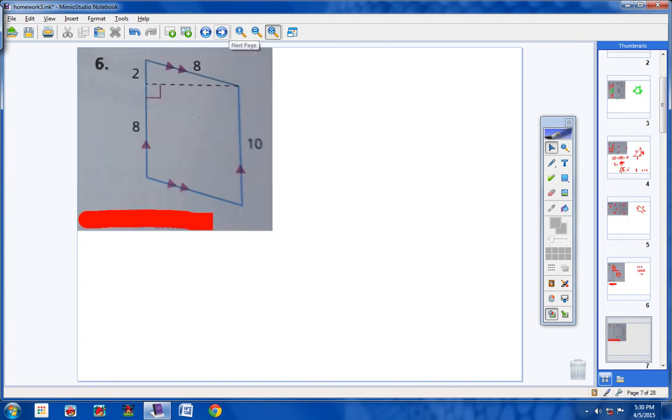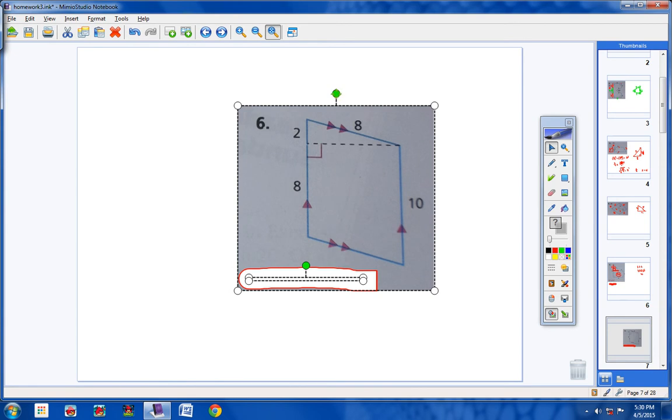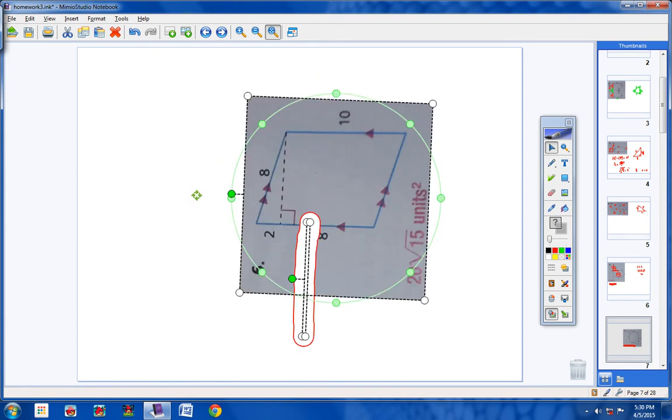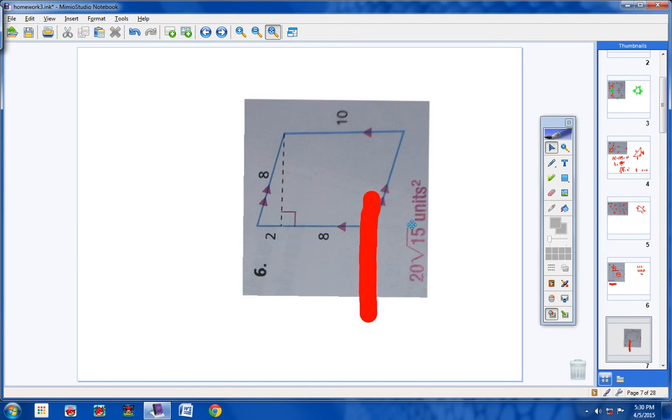Alright, number 6. Now, notice that number 6 is a parallelogram, okay? Now, hopefully y'all remember how to find, will this work? No, it won't work. Okay, that's alright. We don't really care if the answer's in front of you guys or not. It's not really a big deal.